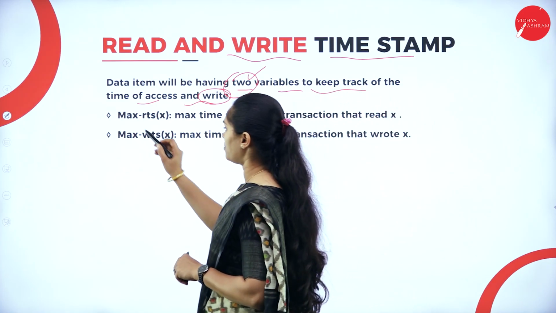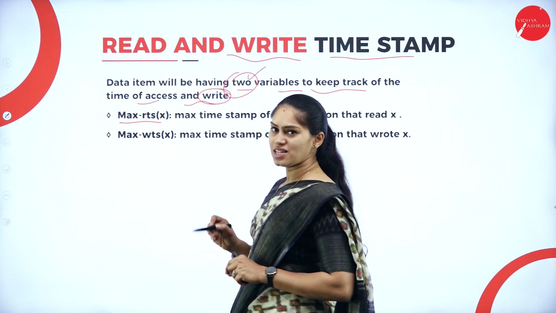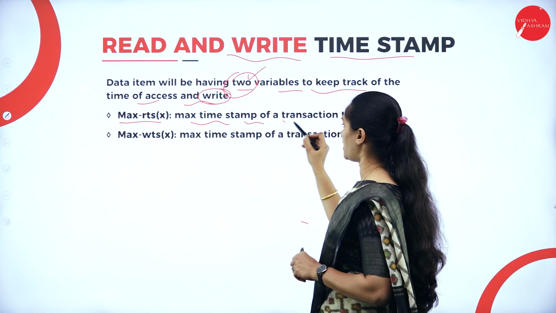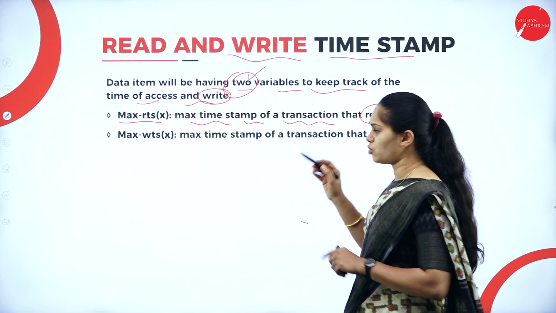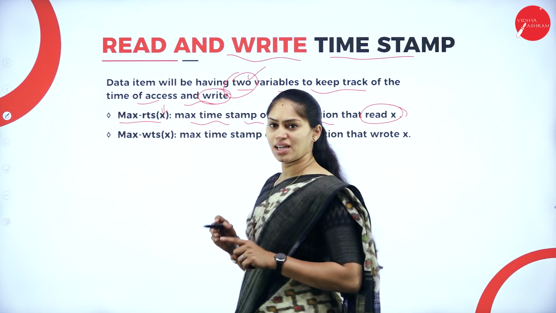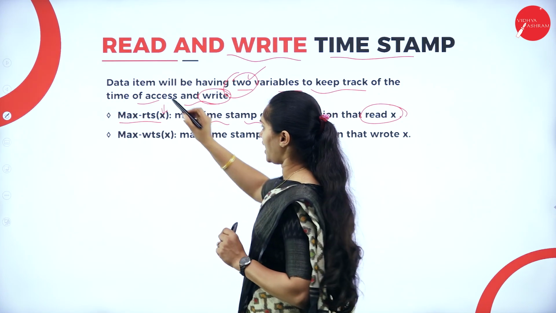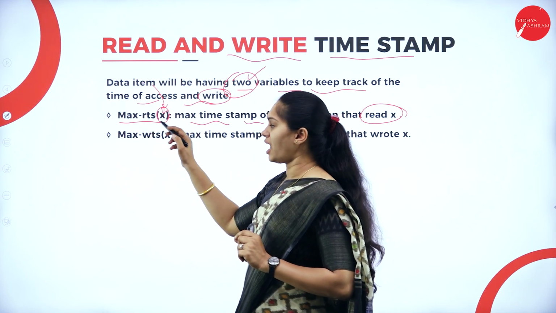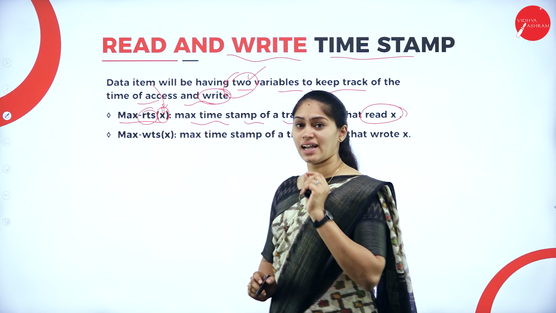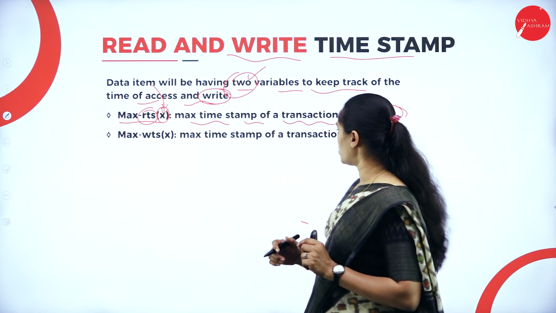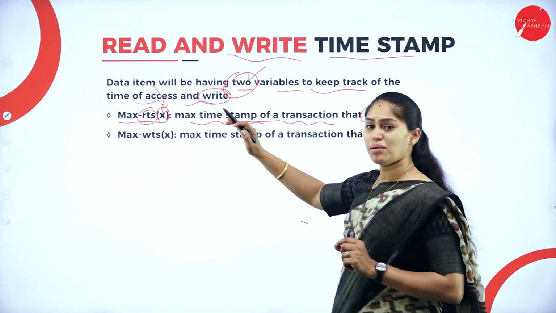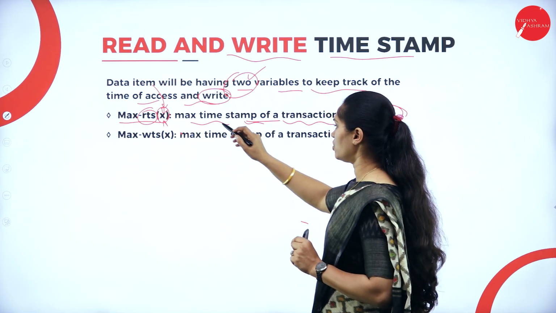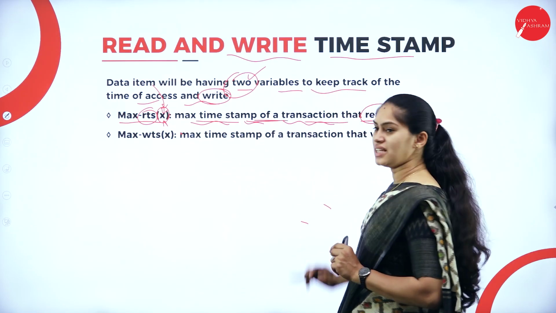Here we have those two variables. First is maximum of RTS of X. This is a variable that specifies the maximum timestamp of a transaction that read X. Whatever parameter we give within the parentheses specifies the data item. RTS is a variable related to the reading of that content. So this is the maximum timestamp of a transaction that read the data item X.